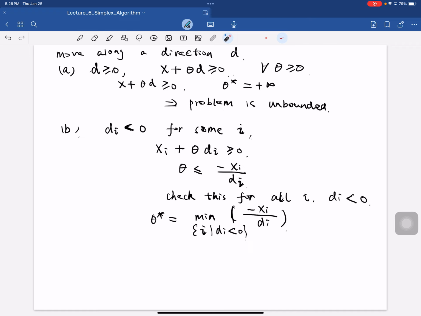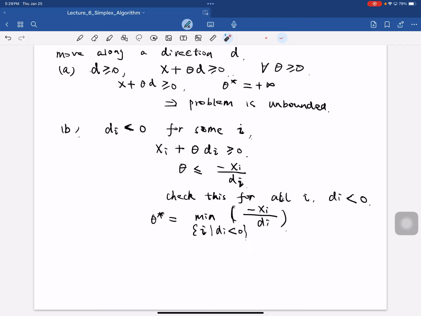Now we have already talked about two things. First is which direction you should pick: you should pick a direction with negative reduced cost, so that you can reduce the cost. And the second thing is that once you find the negative reduced cost, how long can you go along that direction. This step tells you the maximum step size you can go along that direction. That's pretty much the simplex algorithm. Then you keep iterating until all the reduced costs are non-negative.